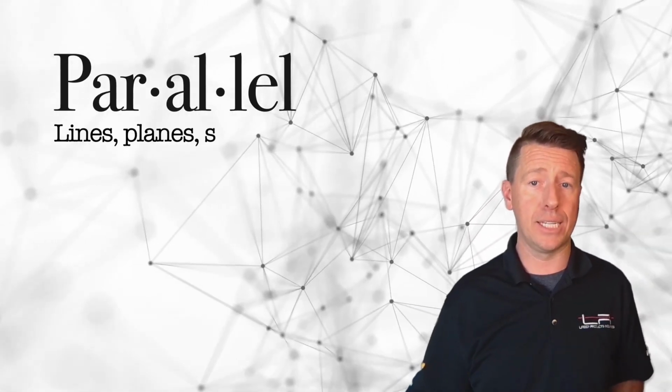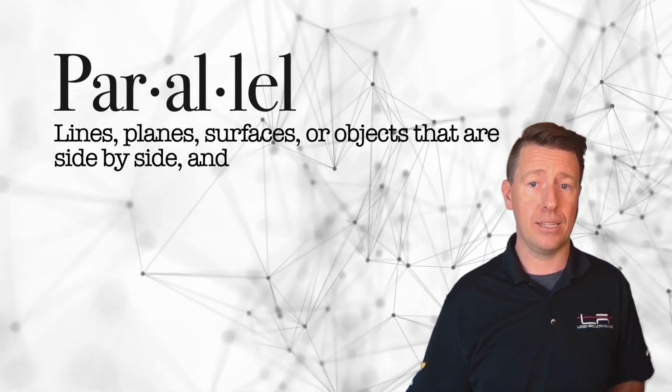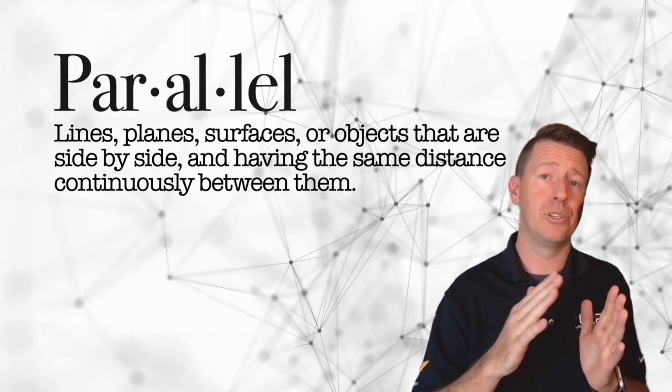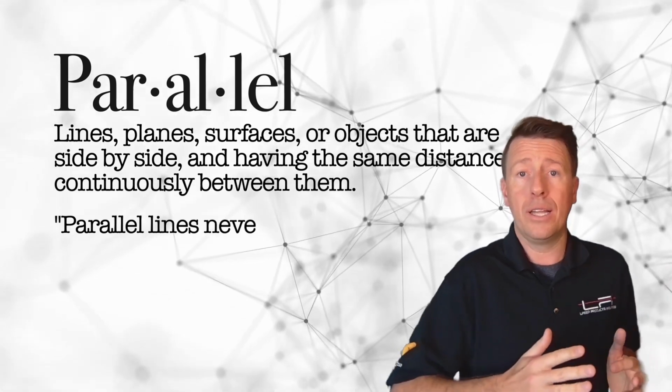If we have lines that are side by side and having the same distance between them, so parallel lines will never meet. An analogy you can think of is railroad tracks. Along those railroad tracks, the tracks are parallel along that whole path, right?